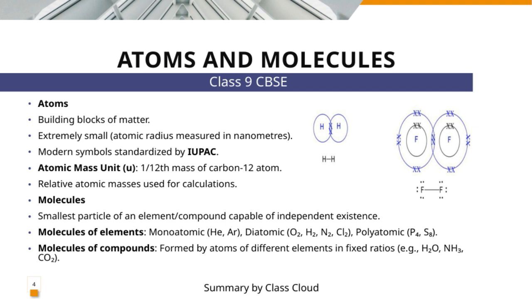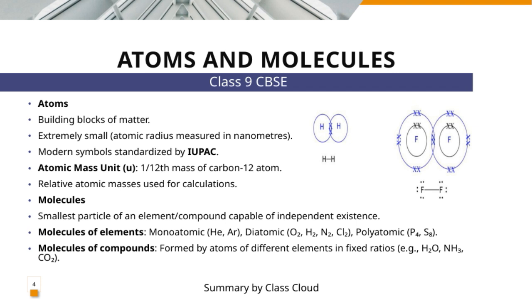Modern symbols for atoms are standardized by the IUPAC, the International Union of Pure and Applied Chemistry, to ensure consistency across scientific communication. When we talk about atomic mass, we use the atomic mass unit, or u, which is defined as 1/12 the mass of a carbon-12 atom. This helps us compare the masses of different atoms relative to a common standard, and we often use these relative atomic masses for calculations.